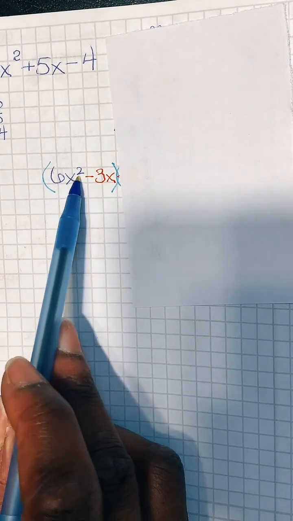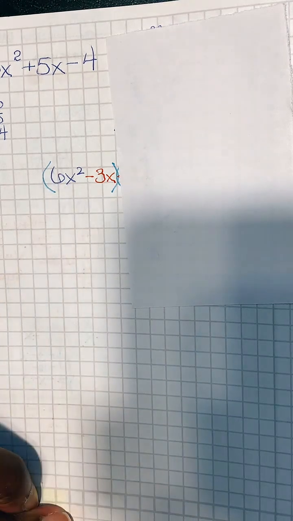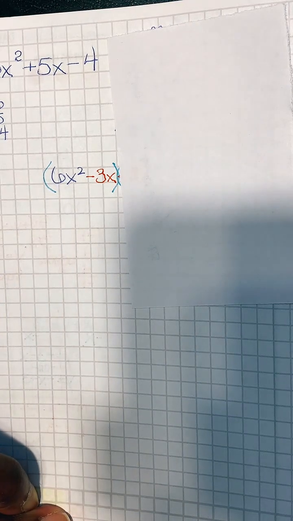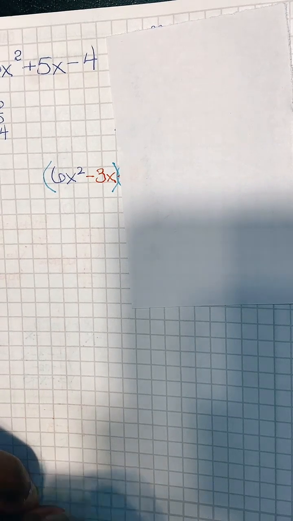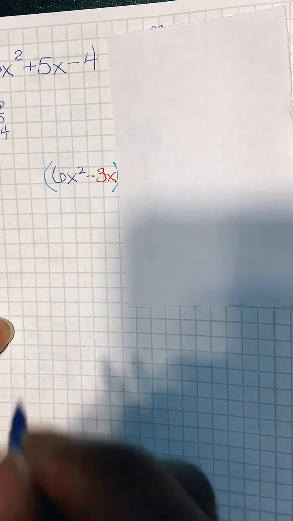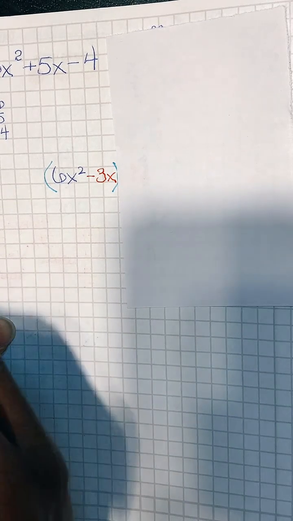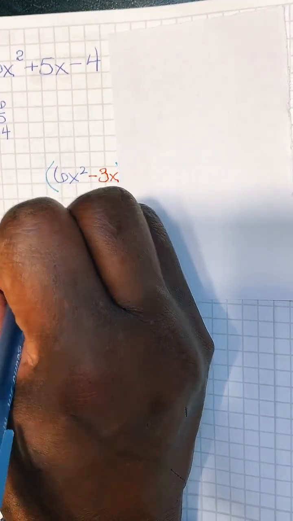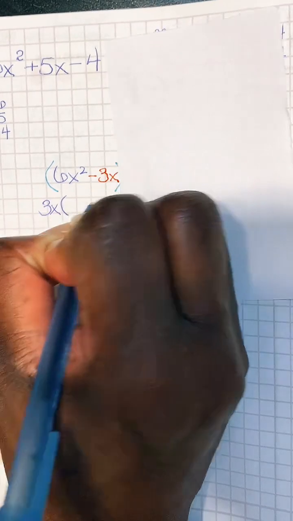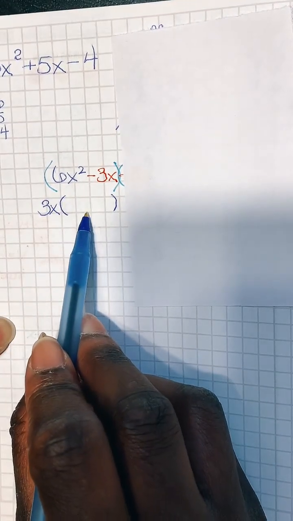So 6x squared minus 3x. What's my GCF for that parenthesis? Okay, Lisa is on it. Yes, Janae, yes, good. So it is my 3x parenthesis. Now, what's going inside?